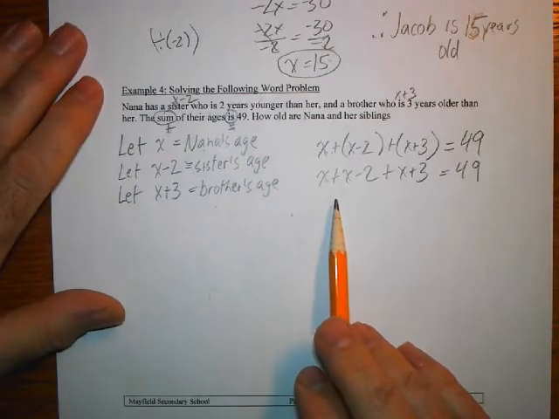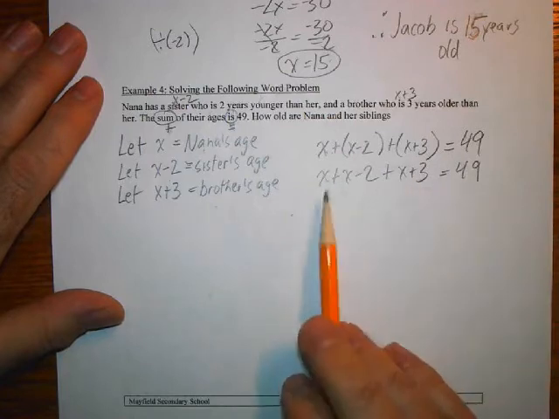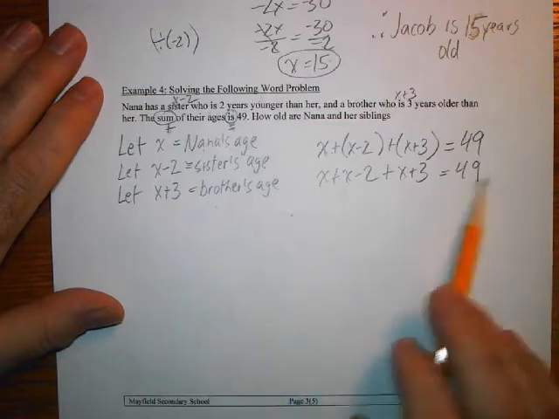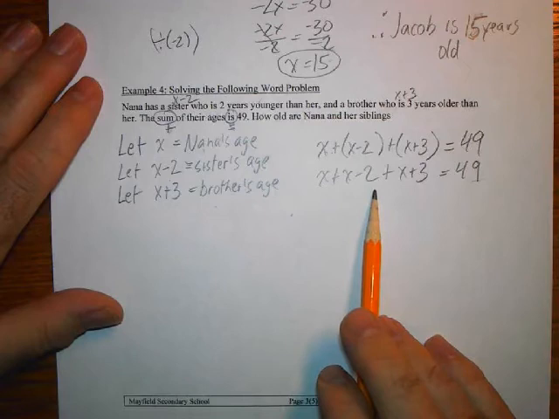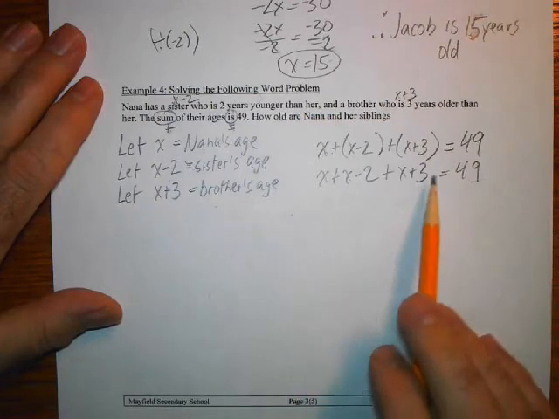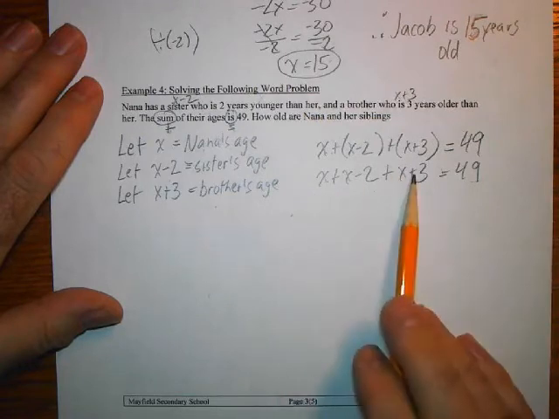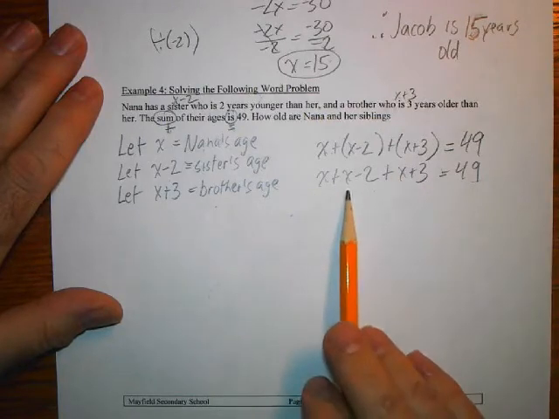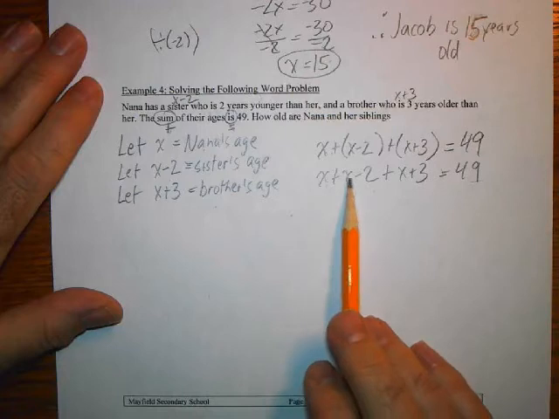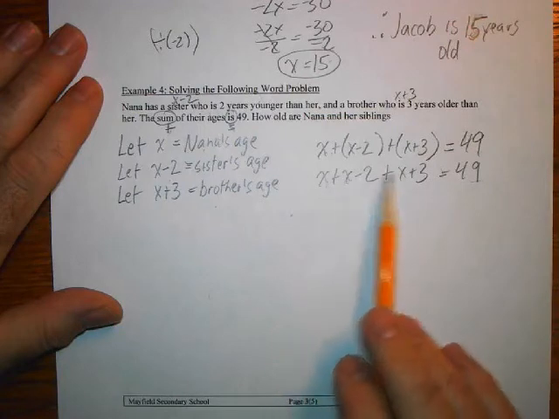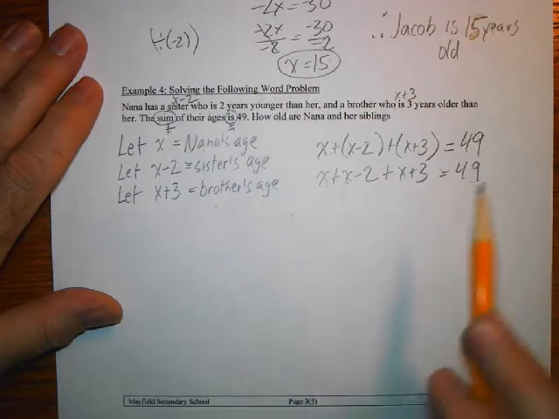I think the first step is fractions. There's no fractions. Second step is brackets, no brackets. Third step is simplify. So simplify means, are there terms that I can combine on the left side? And definitely there are. I've got 3 x terms, and I've also got 2 constant terms.